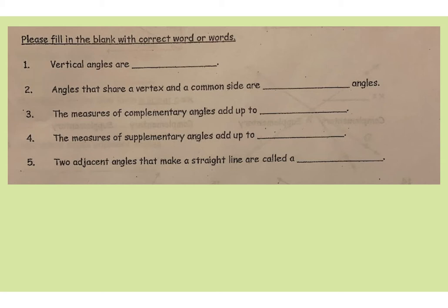Go back to those definitions on your first page. Vertical angles are not complementary. They're not supplementary either. They're not intersecting. They're not adjacent. Vertical angles, they're equal to each other. There we go. What's another word for equal? Congruent. There's our word. All right. So vertical angles are congruent.